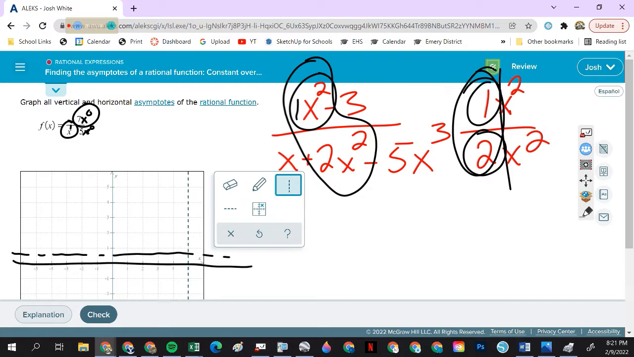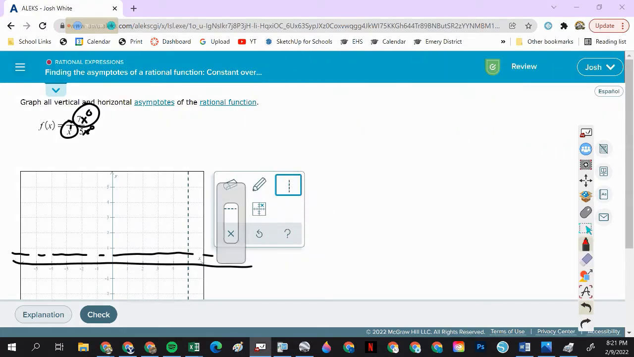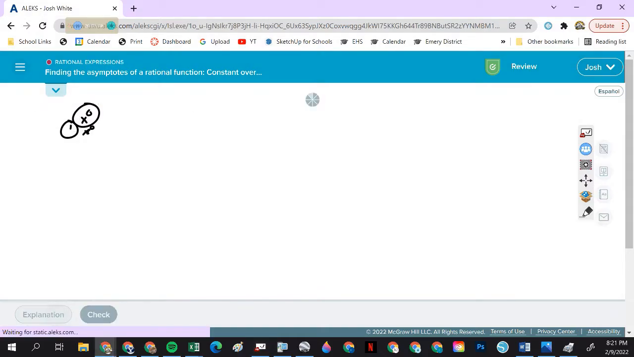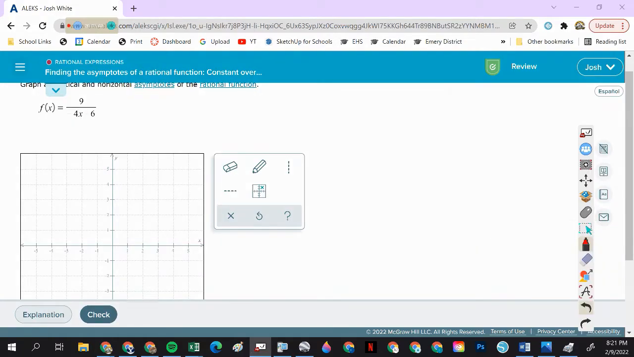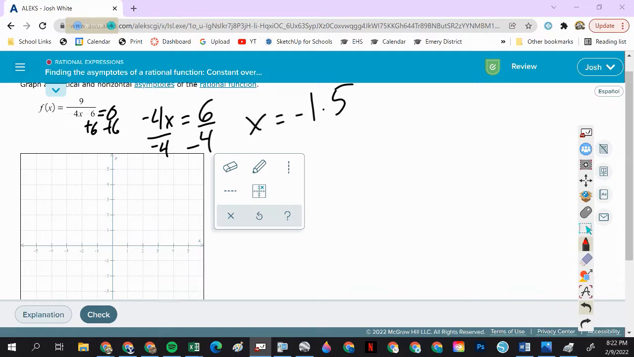So let's do another problem. Okay, so this one, I set the bottom equal to 0, add 6, negative 4x equals 6, divide by negative 4, and I get x equals negative 1.5. So my VA, my vertical asymptote, is at x equals negative 1.5.